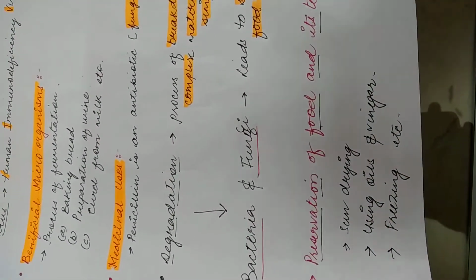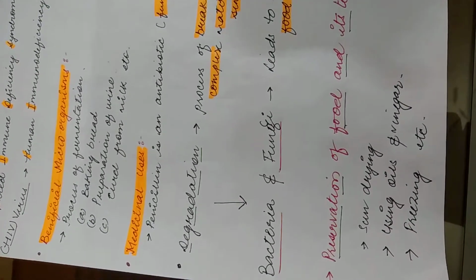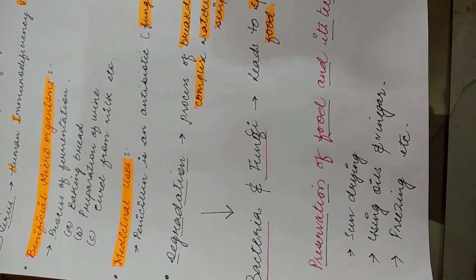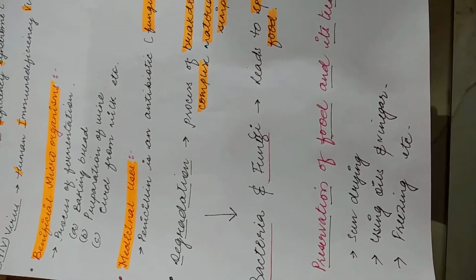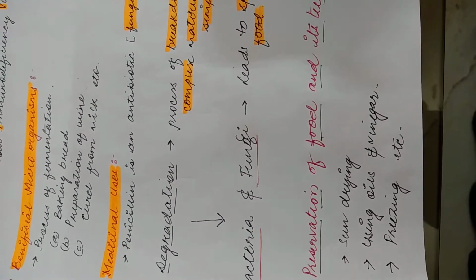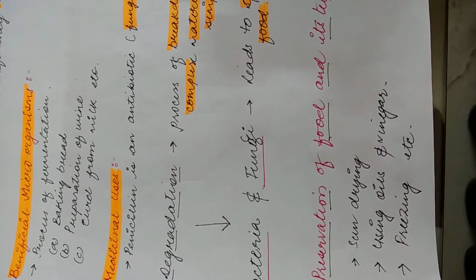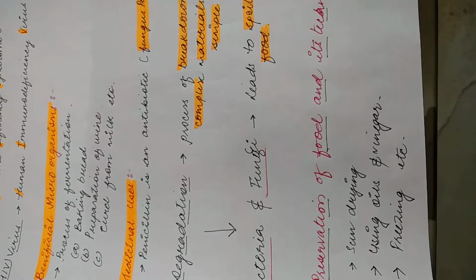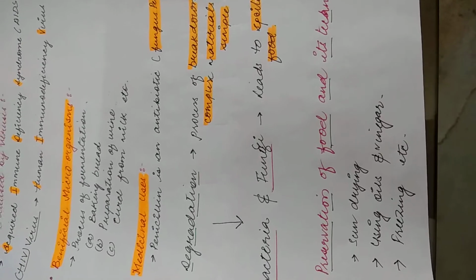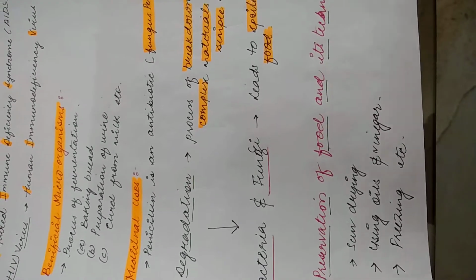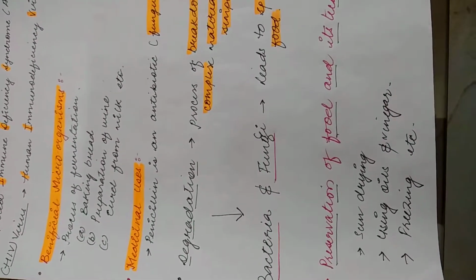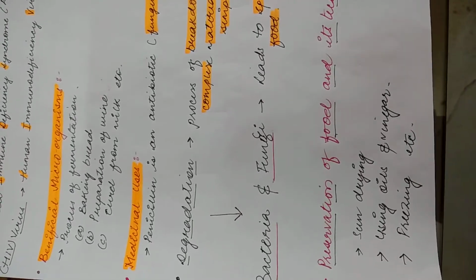Then using vinegar or oils. You might have seen that mothers generally use vinegar or oil in pickles. So why do we do that? So that it helps prevent the pickle from spoiling. Then freezing, of course. We use freezers and refrigerators to preserve household items like vegetables and many more things, right? So we maintain the temperature at 5 degrees Celsius, so that the food can be preserved in a better way.